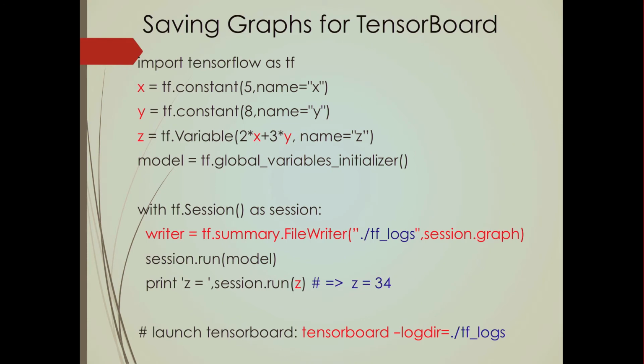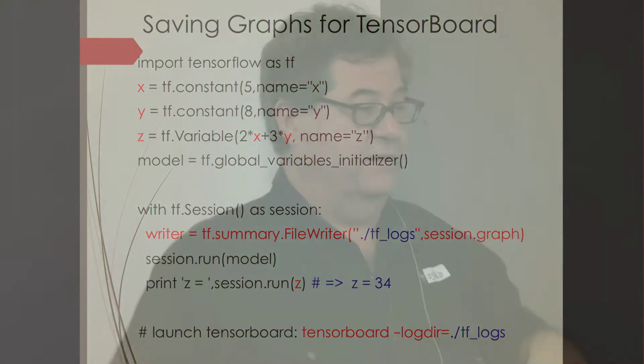When you want to save a graph in TensorFlow, I showed you in red, that's what you add to the code. Then you run TensorBoard from the command line, which I can't do. And then, did I put it in there? Yeah, TensorBoard dash logdir equals. And that's the directory where there's going to be some TensorFlow graph stored on the file system, and then it'll be generated in a web page.